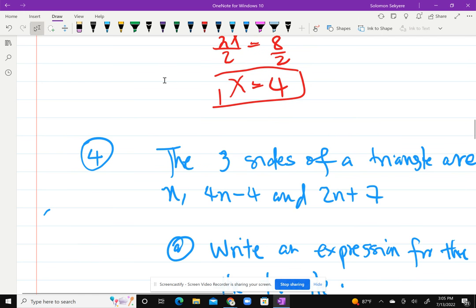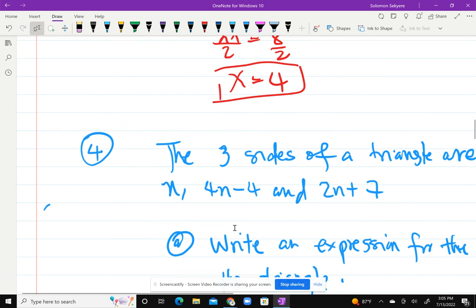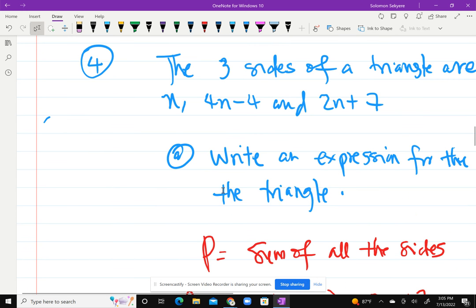All right, let's do another problem here. Let's pay attention. Pause the video, listen to it again, understand it. We have a triangle with 3 sides. The sides are given in terms of a variable n. The first question: write an expression for the perimeter of the triangle.